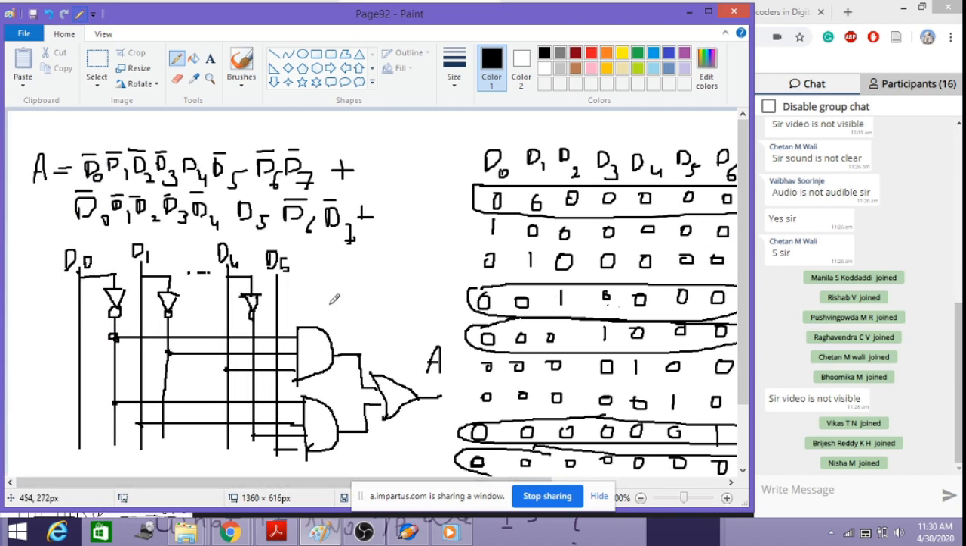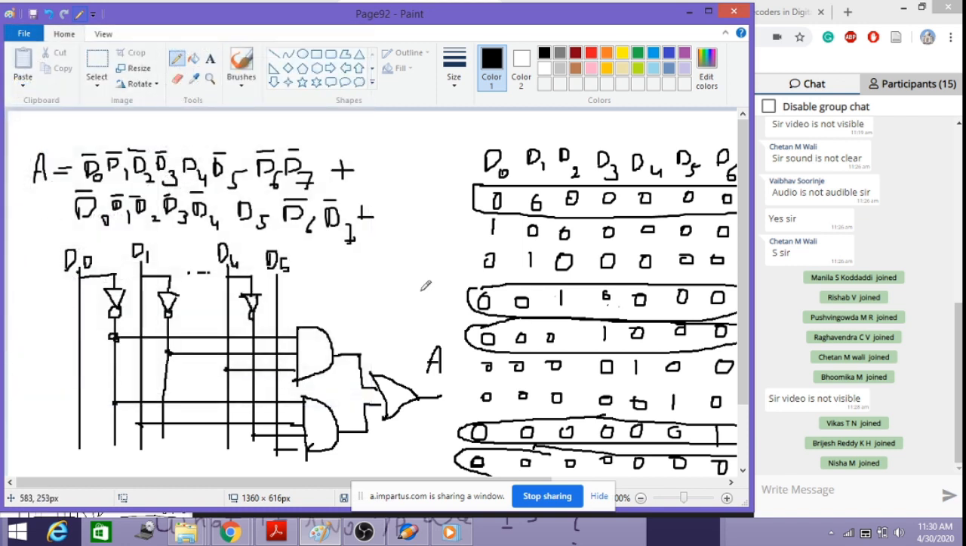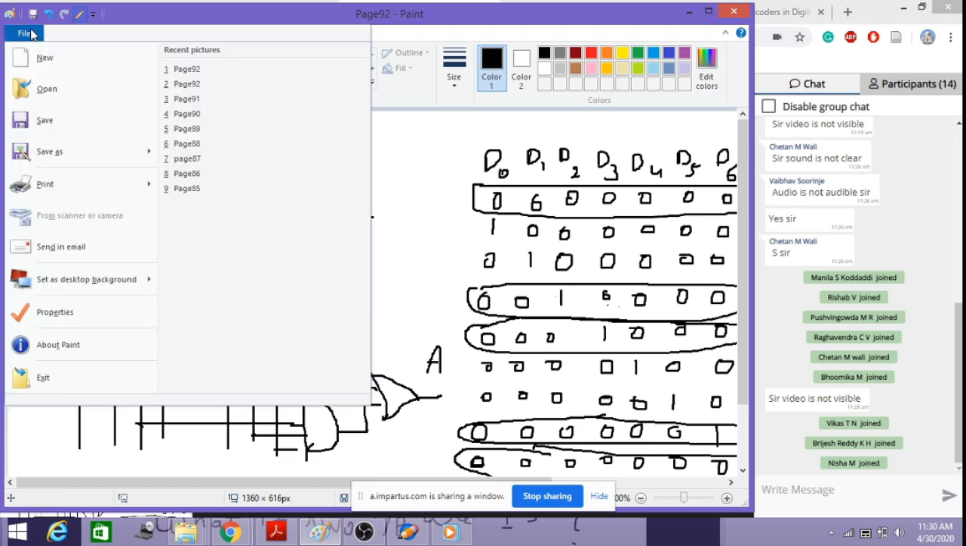So this is about the encoder which we are talking about. Next we will see about the priority encoder. Mute your audio. All of you mute your audio.